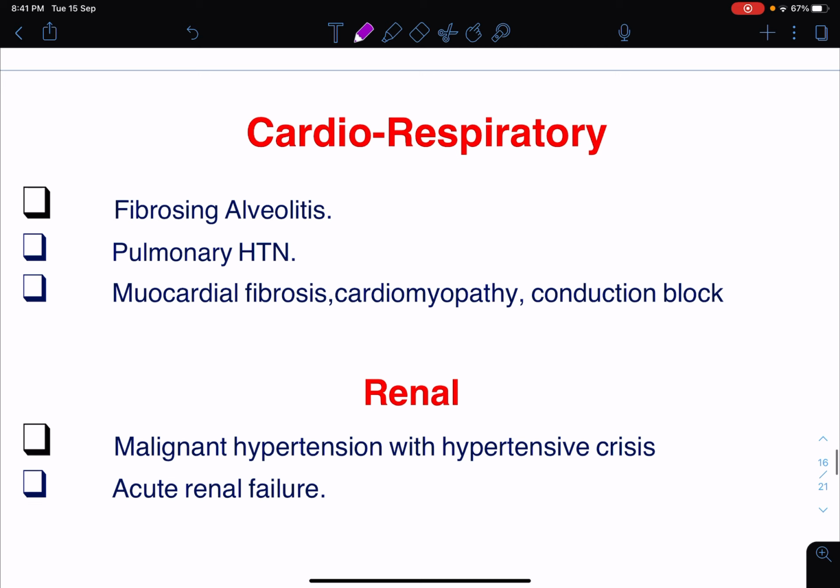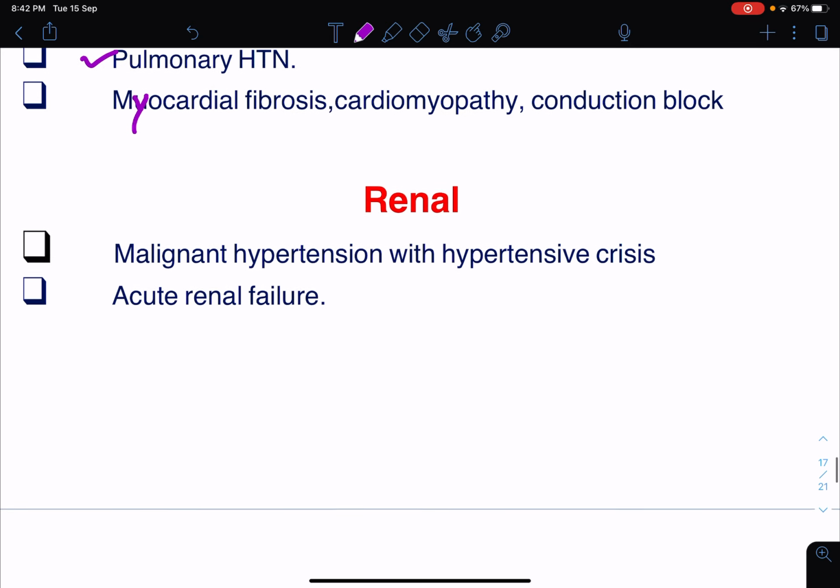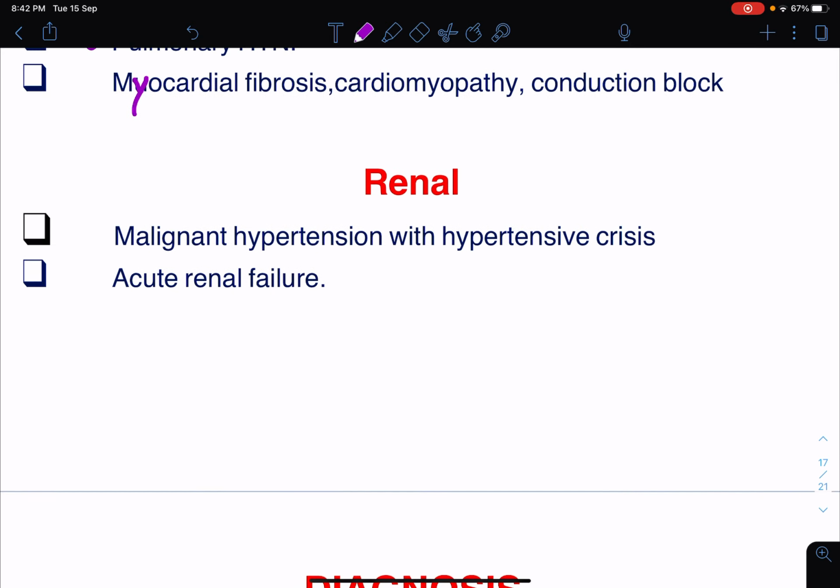In the cardiorespiratory system, the patient may have fibrosing alveolitis in the lung, pulmonary hypertension. Okay. We have seen that isolated pulmonary hypertension is more common in limited systemic sclerosis than diffuse. In the heart, the patient may have myocardial fibrosis, cardiomyopathy, or conduction blocks. In kidney or renal system, the patient may have malignant hypertension with hypertensive crisis. This is a medical emergency. Or patient may have acute renal failure.